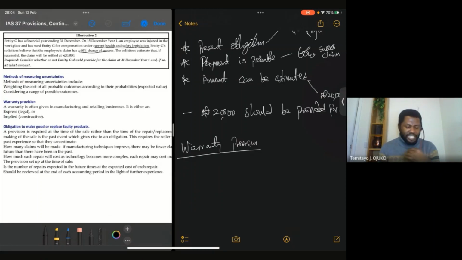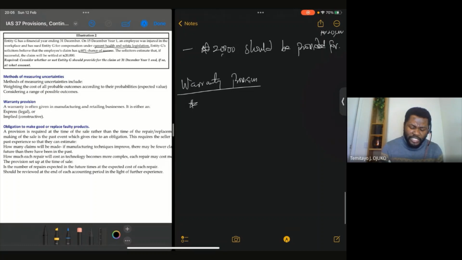Now, under this, let's look at whether there's an obligation to replace or to repair. So there can either be an obligation under warranty to repair or to replace. This is very, very important because it is important that you understand that a warranty can either be for repair to make good or for a replacement. The provision is required at the time of sale.